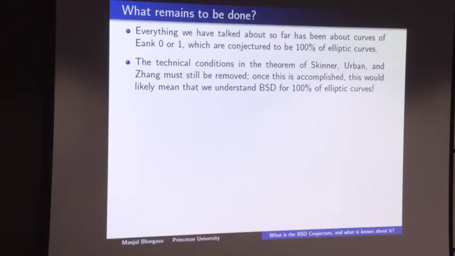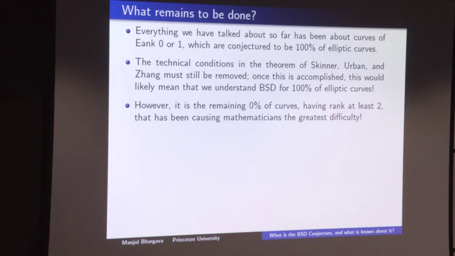So once that's accomplished, that would likely mean that we understand BSD for 100% of elliptic curves, right? Because we expect 100% of elliptic curves to have rank 0 or 1. However, it's the remaining 0% of curves having rank at least 2 that has been causing mathematicians the greatest difficulty. There are really no results in rank 2 or higher at the moment in either direction.